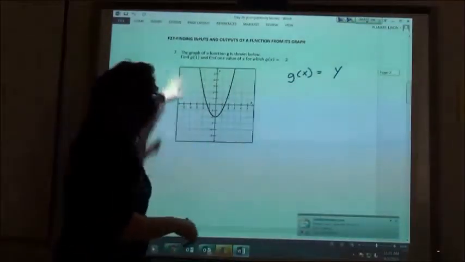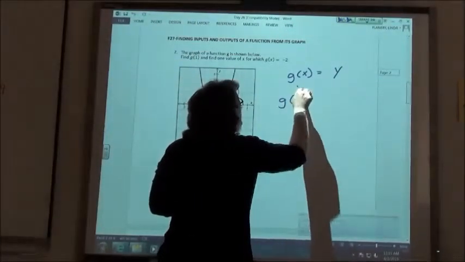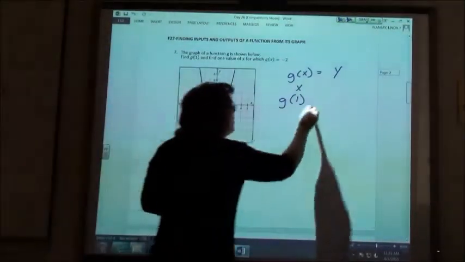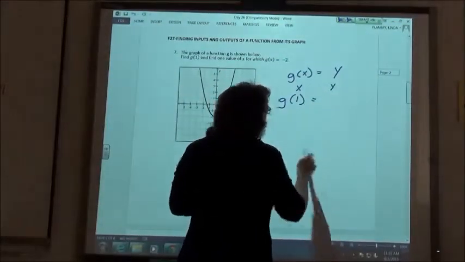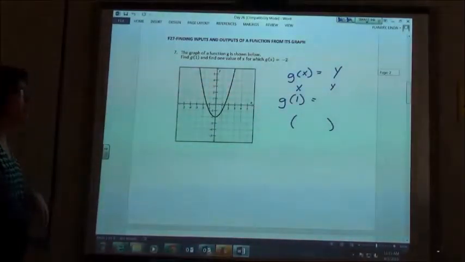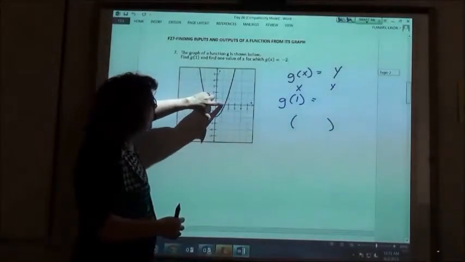So if I'm going to use functional notation and find g of 1, that tells me I'm going to find the point that has an x value of 1. I want to find the corresponding y value and think about my answer as a point, as an ordered pair. So I look at my graph. If I have an x value of 1, I'd be going over 1.